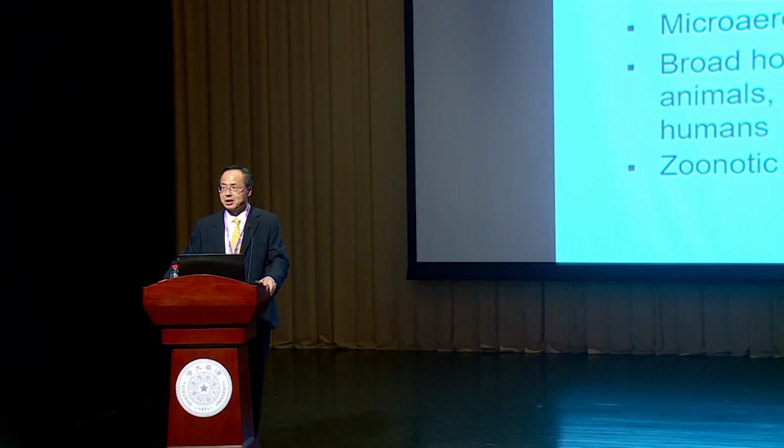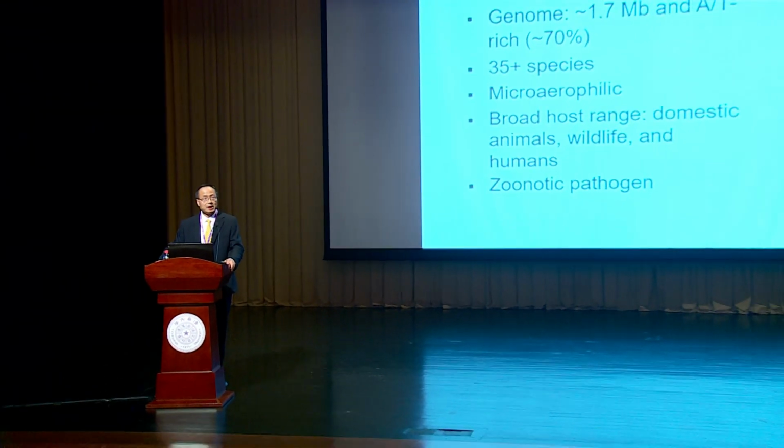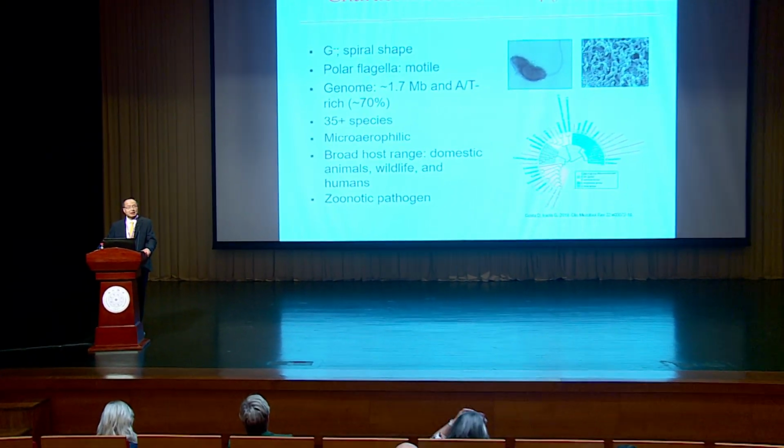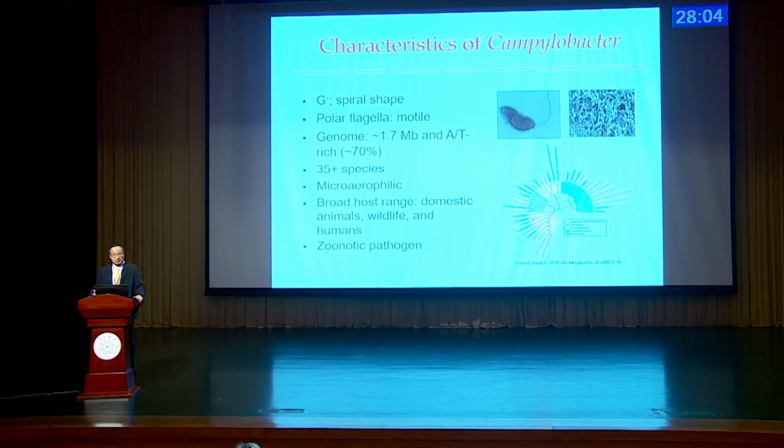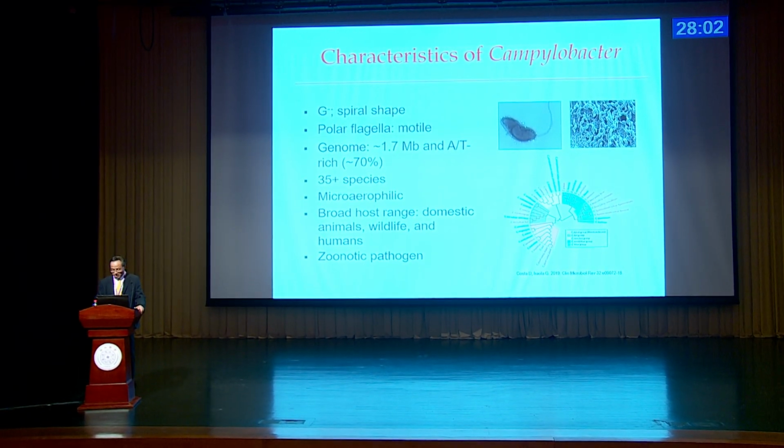Campylobacter has many different species, more than 35 now identified, and it's microaerophilic, meaning that it only needs a little bit of oxygen, but not too much oxygen, for optimal growth. Campy is very adaptive. It has a really broad host range. Pretty much every animal carries Campylobacter: domestic animals, wildlife, and human beings. In many of these animal species it's commensal, but in the human host, it's a pathogen.